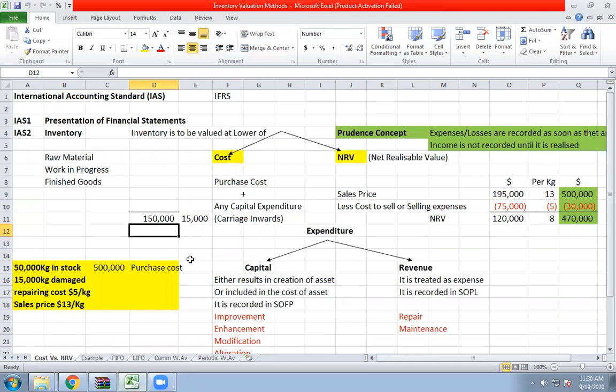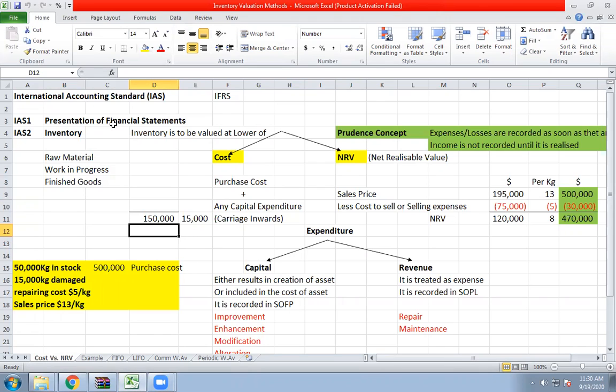Today's lecture is about inventory valuation. First of all, we will look at how inventory is to be valued. What are the accounting standards which guide us to value the inventory? So I'm going to share my screen with you guys. So here we are. First of all, we will look into what the accounting standard is.